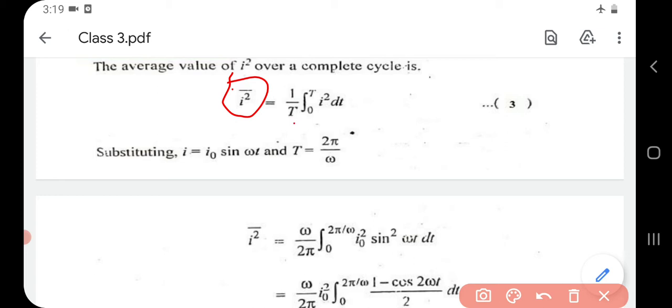Why is it written 1 by T? Because you are calculating it for a complete cycle, so it is T instead of T by 2. Again, for integration, the limit is from 0 to T. Instead of I, you are writing I square dt. So hope it is clear.